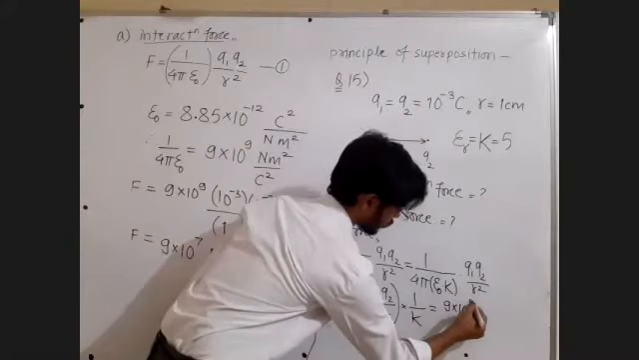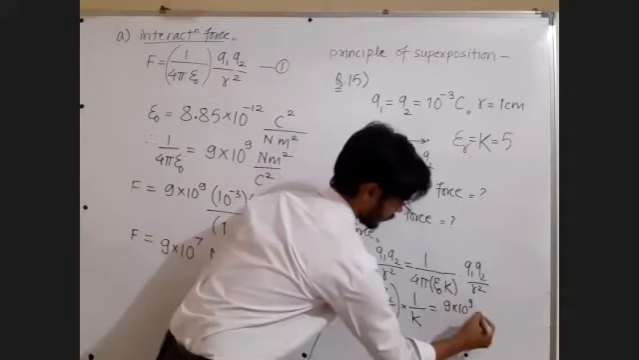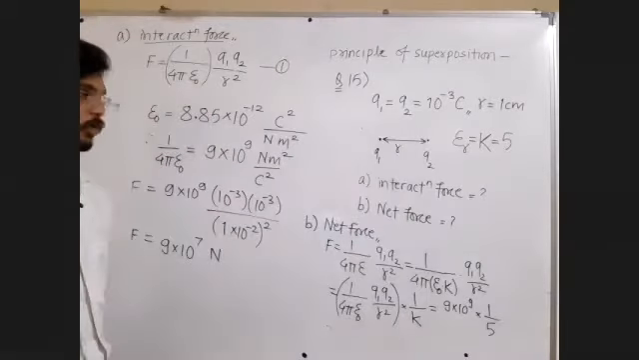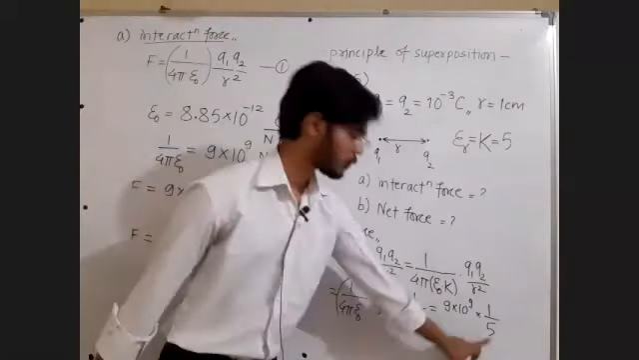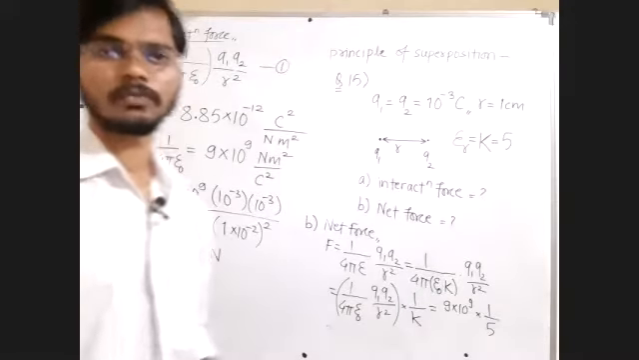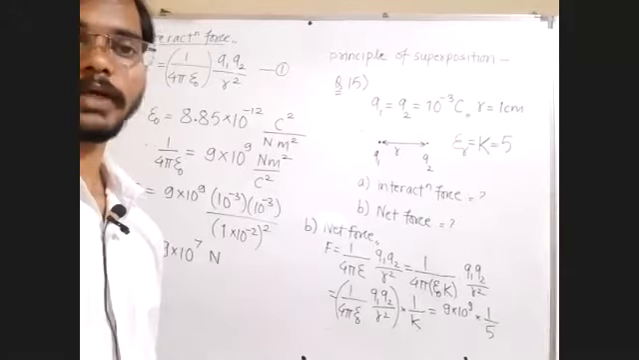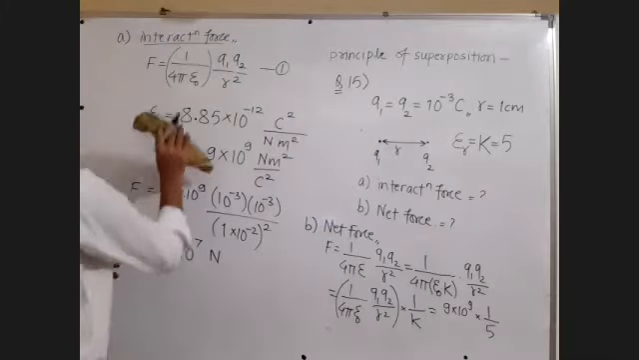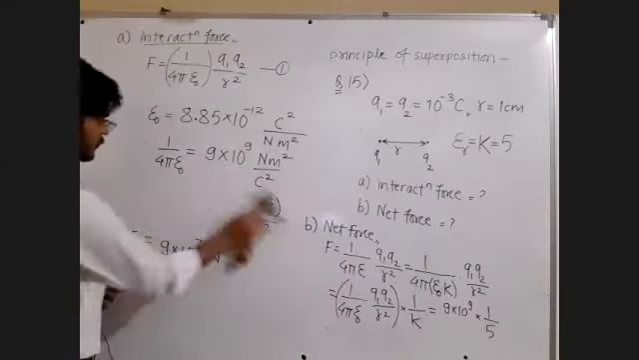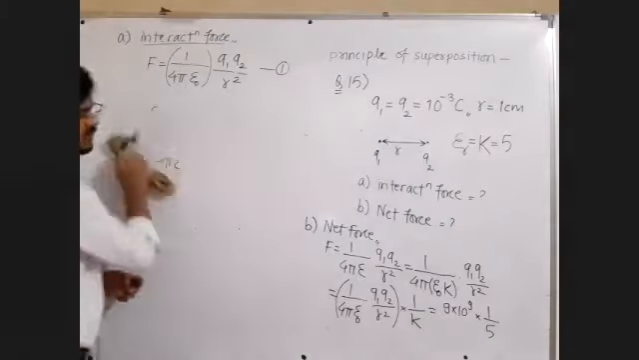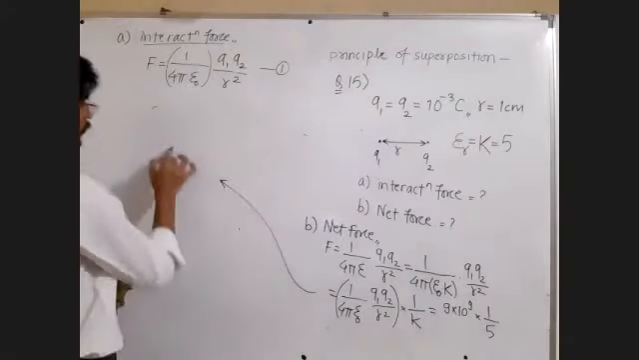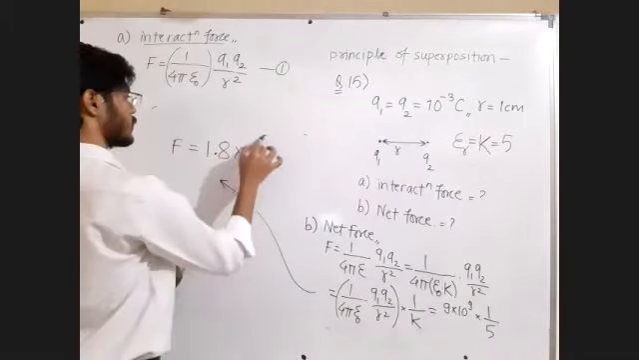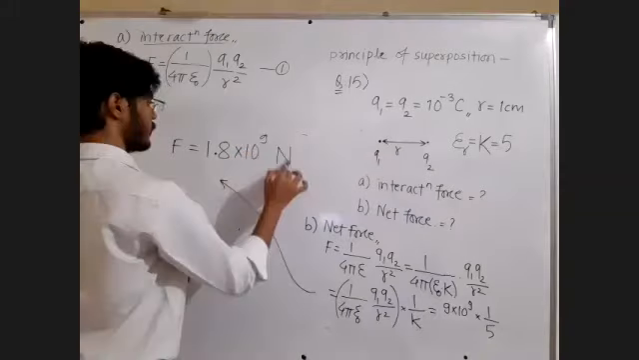9 into 10 raised to 9, multiplied by 1 upon K. K is 5. Tell me, what is 9 upon 5? 1.8. Okay. So what will be the final answer, guys? Sir, 9 upon 5 is 1.8 into 10 raised to plus 9 as it is. Force we are calculating, unit should be Newton.